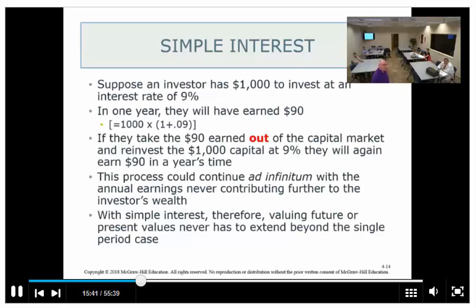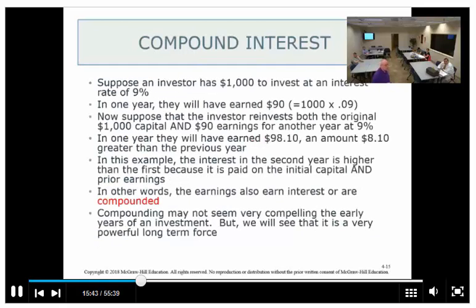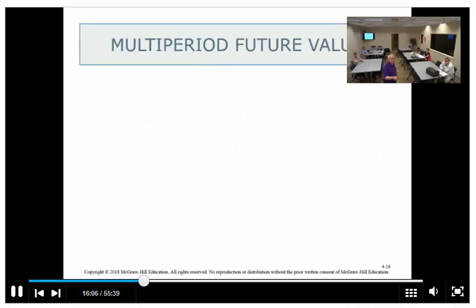We're going to be using compound interest, where the presumption is that money earned stays in the investment. So we're not only earning interest on our principal, but on the interest that we earn. And that's compounding.